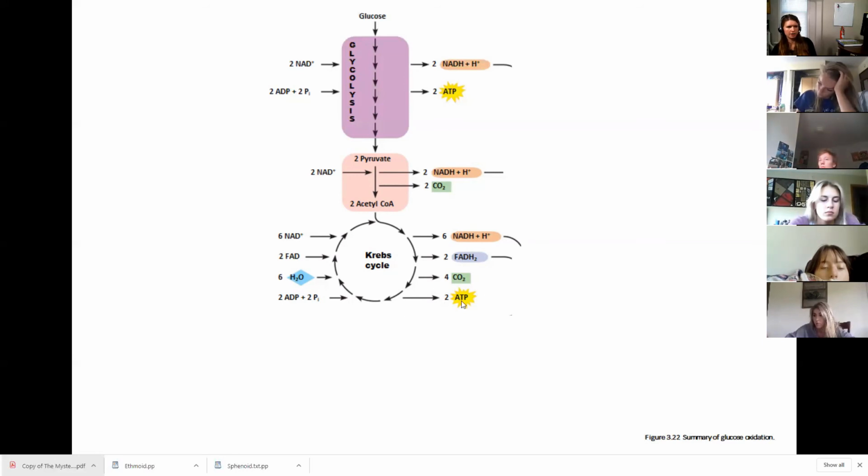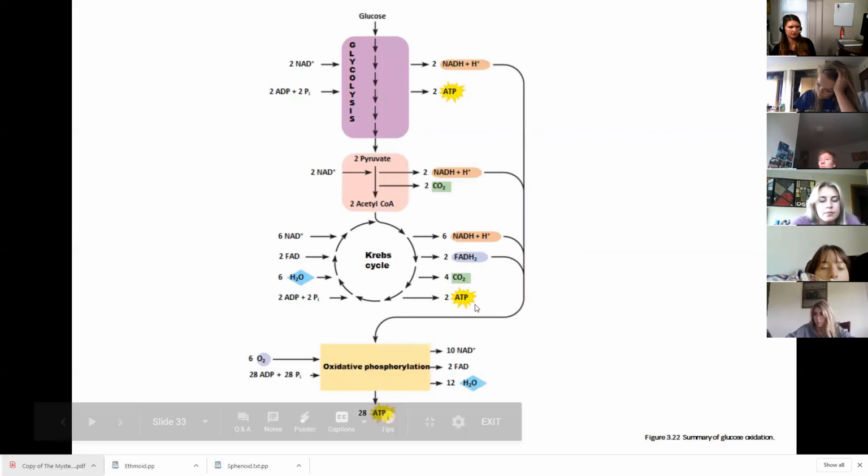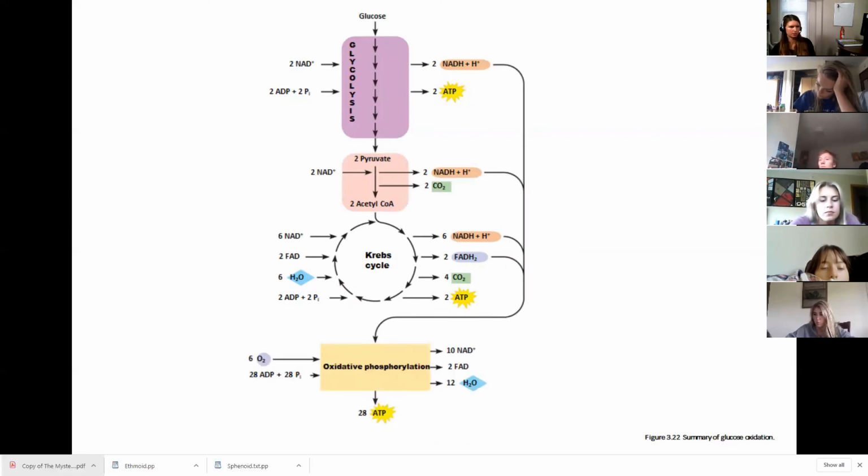So when you see 2 ATP here, that is telling you after 2 rounds of the Krebs cycle, because we had 2 molecules of acetyl-CoA, because we had 2 molecules of pyruvate. So that's why the numbers here differ than when we were looking at just 1 Krebs cycle before. Okay. So finally, oxidative phosphorylation happens using the electron transport chain.